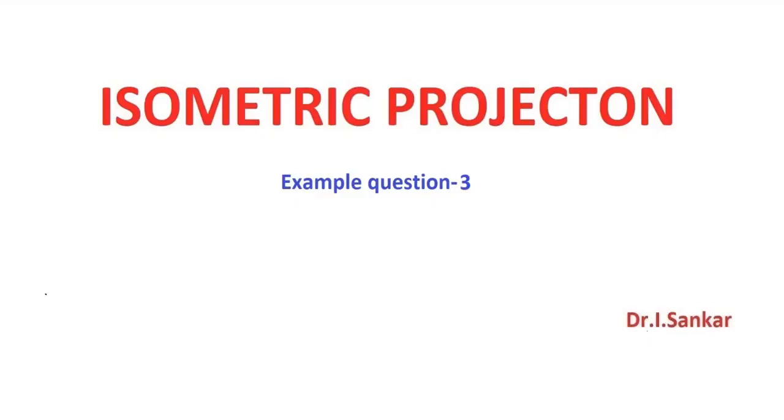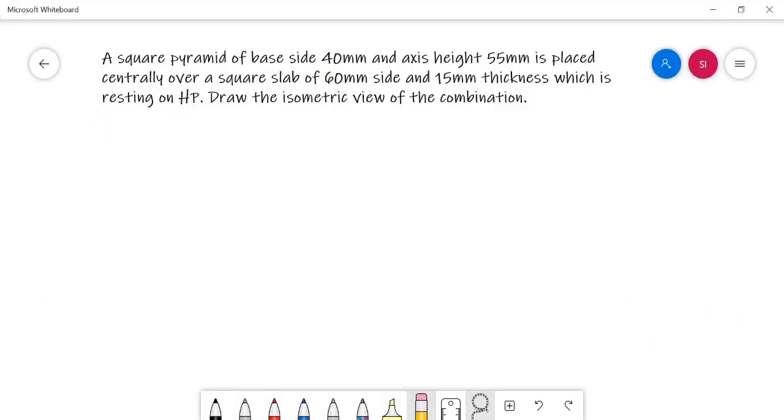Welcome dear students. In this video lecture we are going to see how to solve the isometric projection problem. So this is the problem. A square pyramid of base side 40 mm and axis height 55 mm is placed centrally over a square slab of 60 mm side and 15 mm thickness which is resting on HP. Draw the isometric view of the combination.